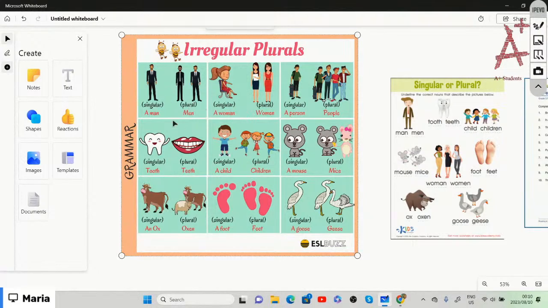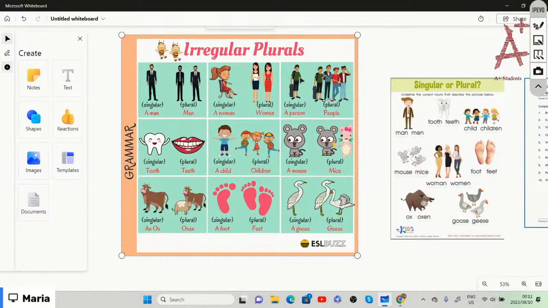The first picture, we have one man, which is singular, and we have more than one man, which is men. So we don't say one man and two mans. It's one man, more than one men. The same with the next one. One woman, more than one women with an en.